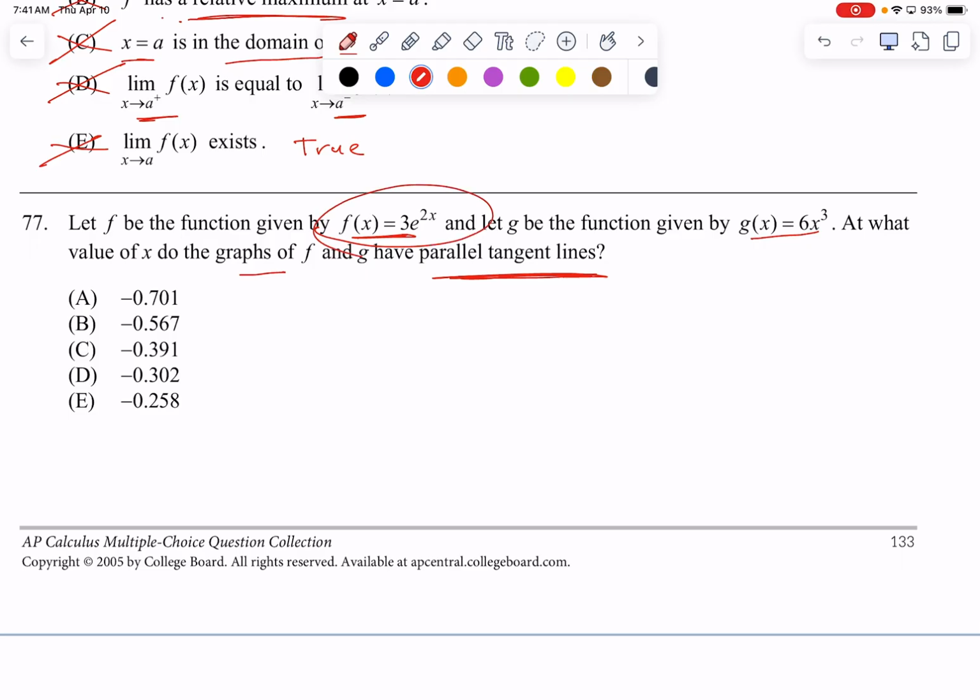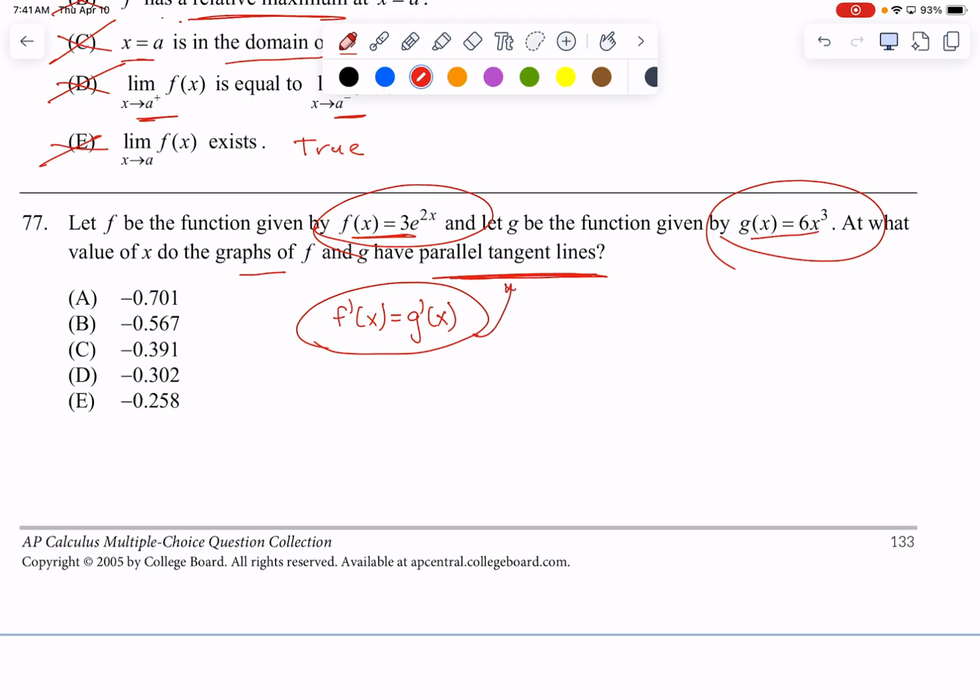So if we want these tangent lines to be parallel, basically what I'm saying is their derivatives have to be what? Equal? Yeah, if we want parallel tangent lines, we want slopes of the tangent lines that are exactly the same. Parallel lines have the same slope. So we want f prime of x to equal g prime of x. Okay, this would say we have parallel tangent lines.